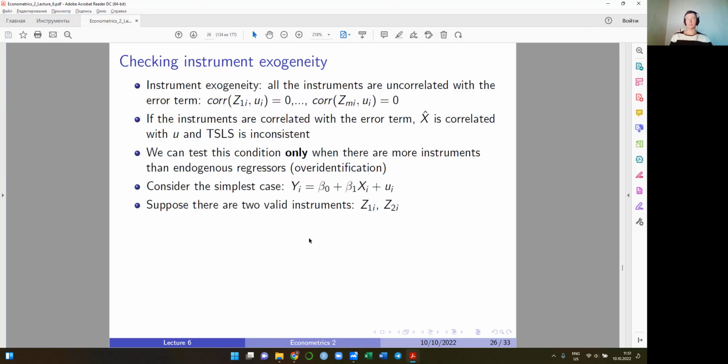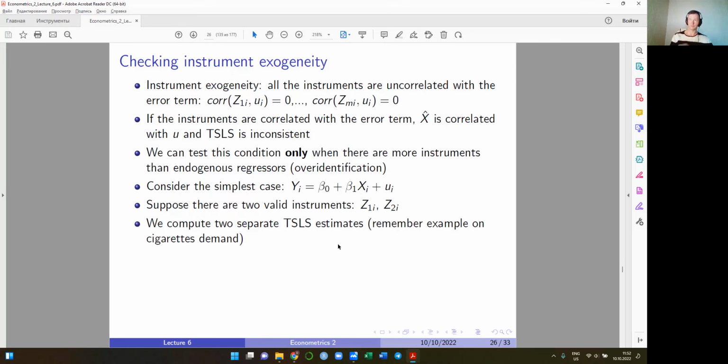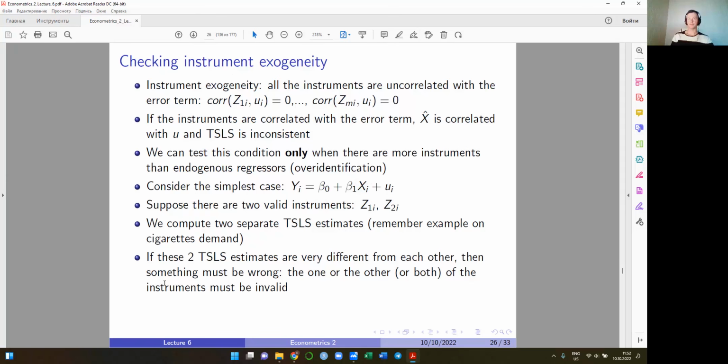So let's take the simple case. We have one single endogenous regressor and we have two instruments. The idea is to compute two separate estimates like we did, and then if the estimates are very different from each other, so the question is, what does very different mean, then something must be wrong, because it cannot be true that using different instruments, we have very different estimates from each other. So either one or both of the instruments are invalid.